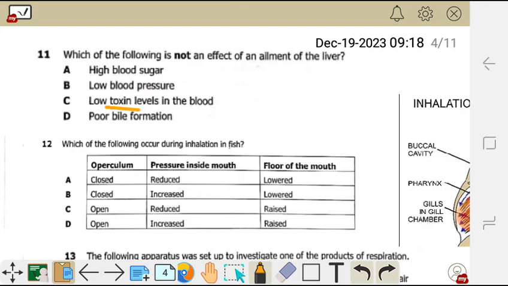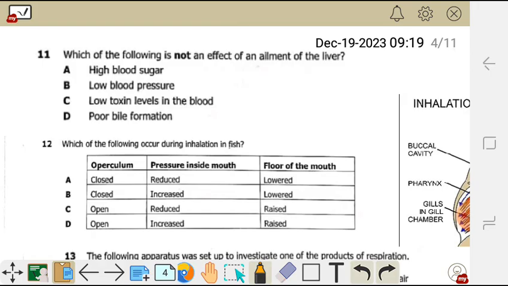Then low toxin levels in the blood, that is to do with the kidney. The kidney is involved in excretion of toxins. So an ailment of the liver is poor bowel formation. The correct answer is D. Question 12. Which of the following occur during inhalation in fish? A, so we have the operculum.